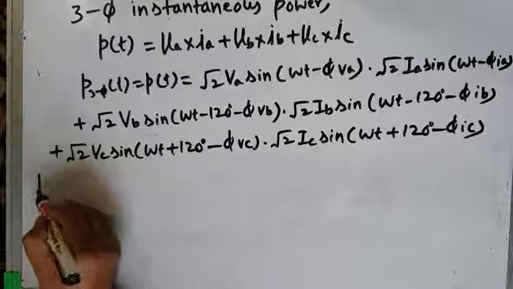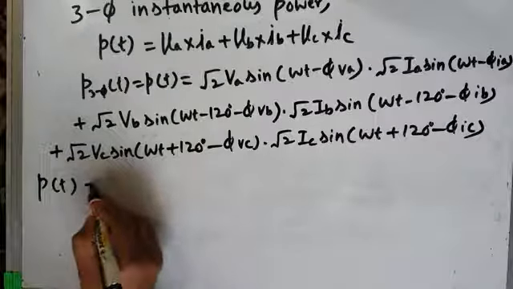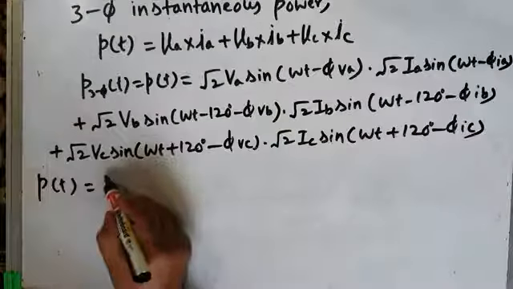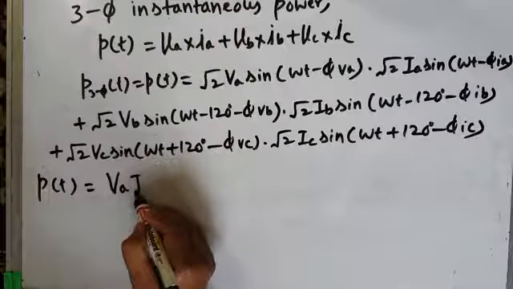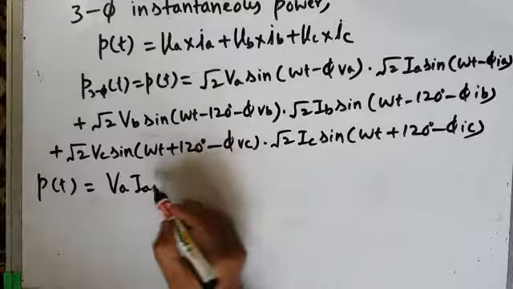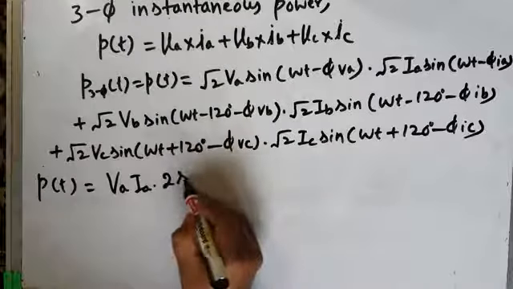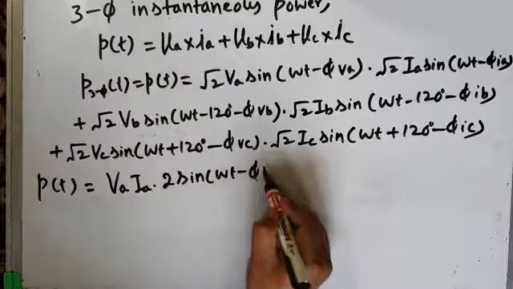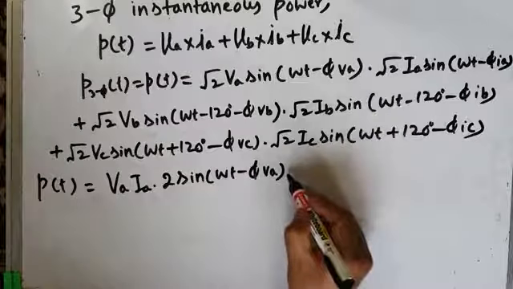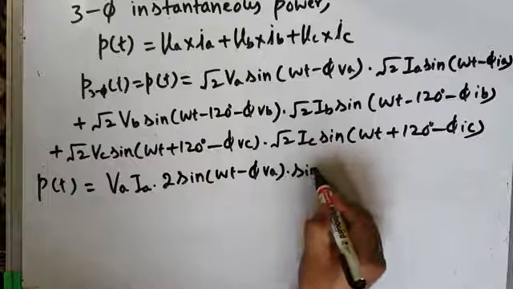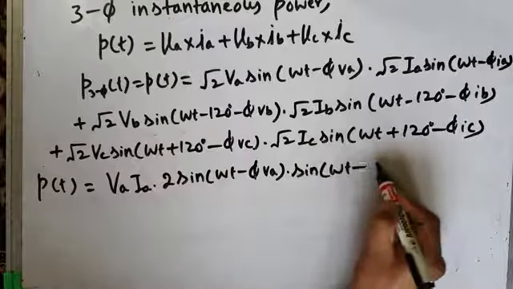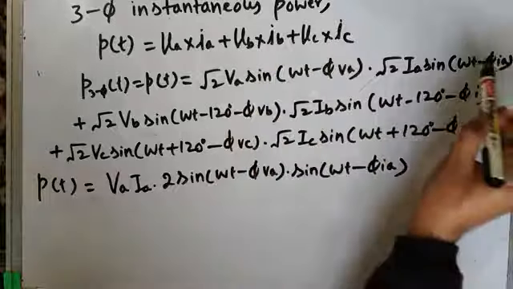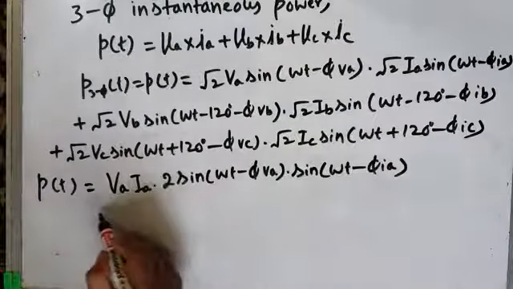Now this power can be further written as, root 2 into root 2 is 2. So I will write it as VA IA into root 2 into root 2 is 2 sine of omega t minus phi VA into sine of omega t minus phi IA, right? That is phase A power. What about phase B power?